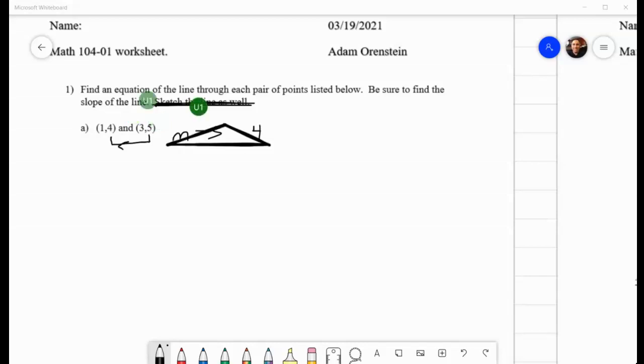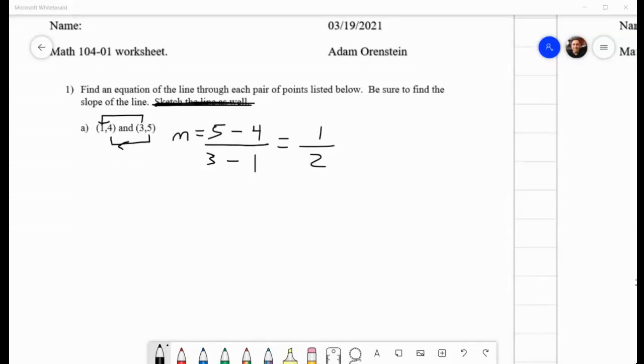Now we divide by the corresponding change in x, right? So we did 5 minus 4, so now we have to divide by 3 minus 1, like so. Doing so, what do we get? Well, we're going to have 1 on top. On the bottom, we get 2. So the slope of the line is a half. The slope of this line is a half.